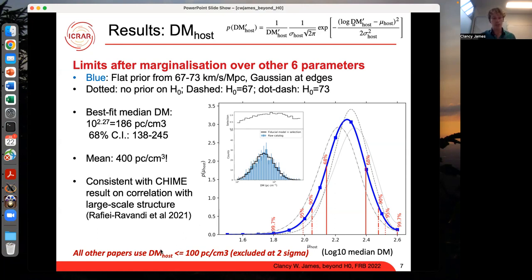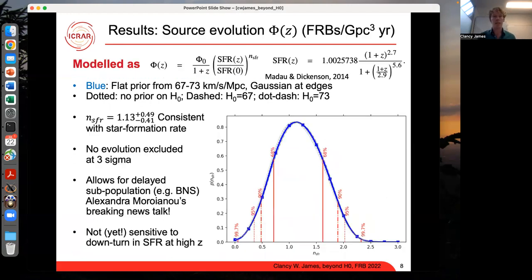However, all other modeling papers use a dispersion measure of 100 parsecs per centimeter cubed or less for the host galaxy. So maybe there need to be some improvements. The second important result is on the source evolution.